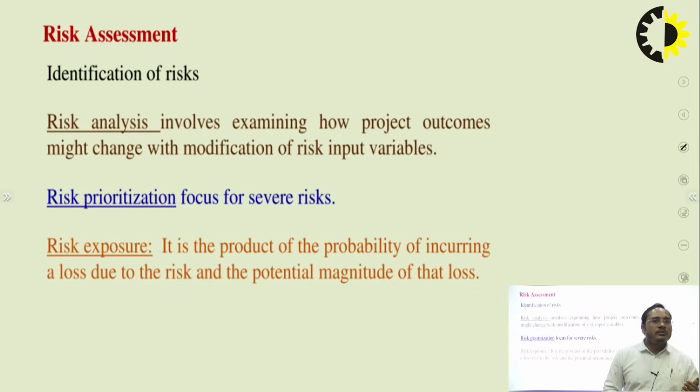Risk prioritization focuses on severe risk. Prioritization means we prioritize the risk at every level. If you prioritize the risk, definitely your project will be successfully delivered at the end. But if you do not prioritize the risk, it will create a problem. Risk exposure: exposure is the product of the probability of incurring a loss due to the risk and the potential magnitude of that loss. So what losses are there and how will you solve that particular problem?